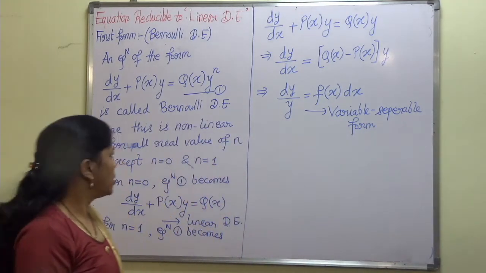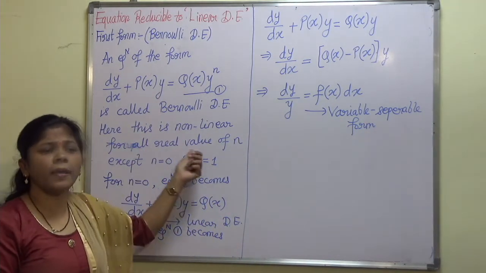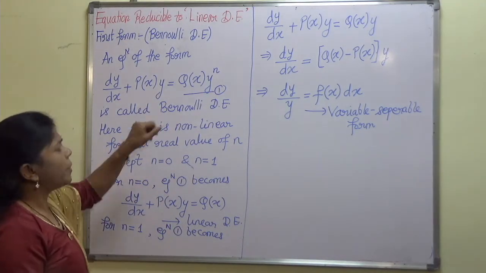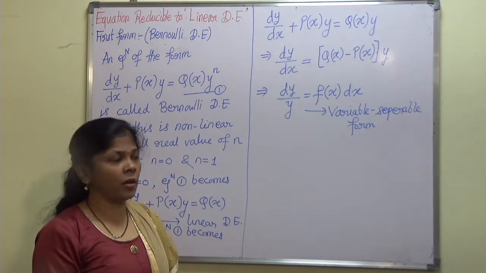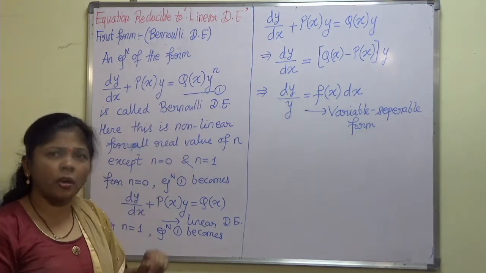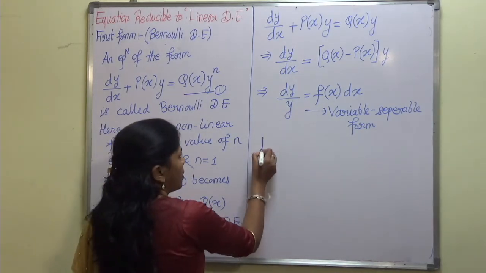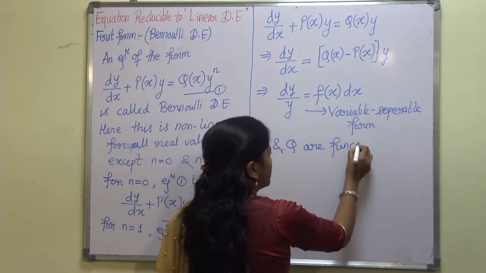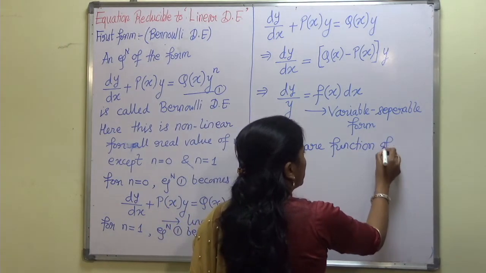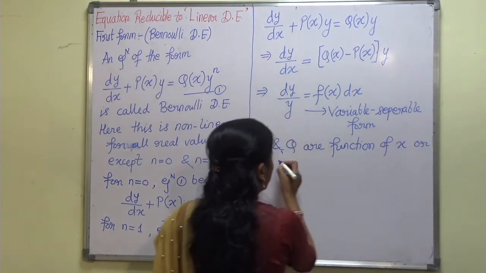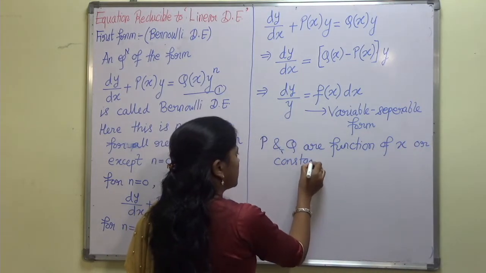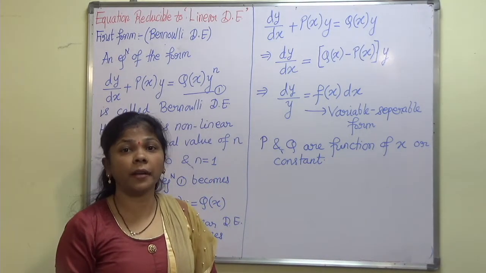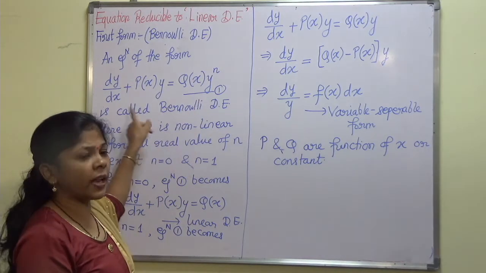Therefore this is non-linear for all values of n where n need not be 0 and 1, and it is called a Bernoulli differential equation. Here p and q are functions of x or a constant. This is the Bernoulli differential equation with y as the dependent variable. Okay, so this will have this form.